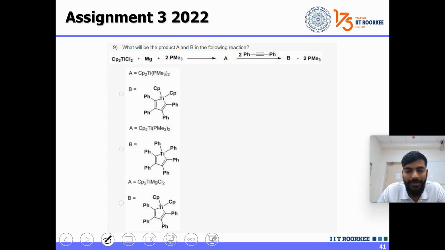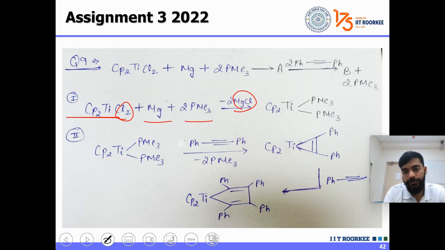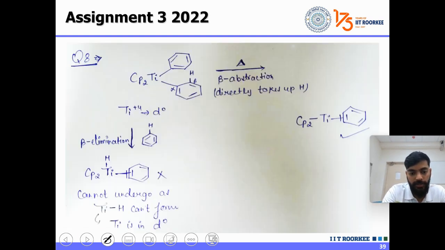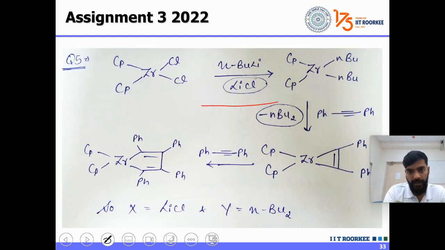Tell me the answer for this. See, this will happen like this. Okay, same as bully. Mg will take these chlorines. MgCl is out. These will come as a ligand. Fine. Same as bully here. Like this.